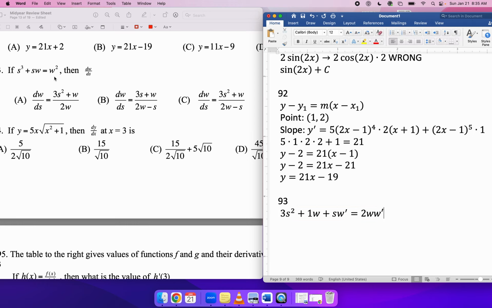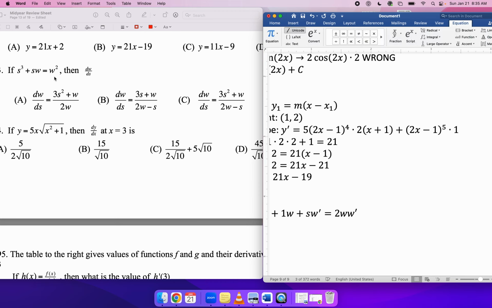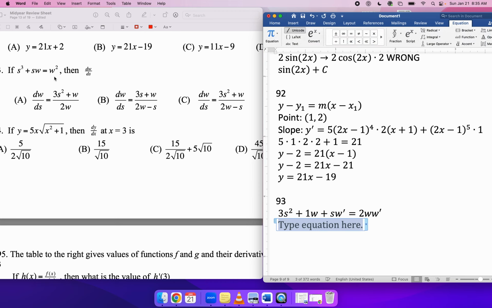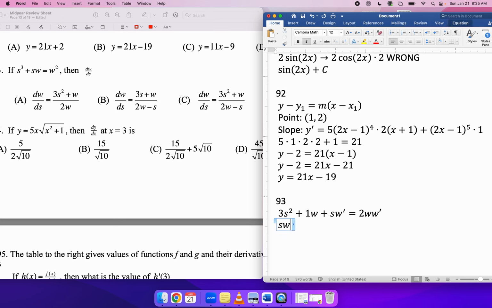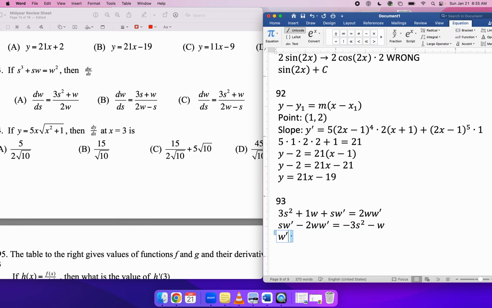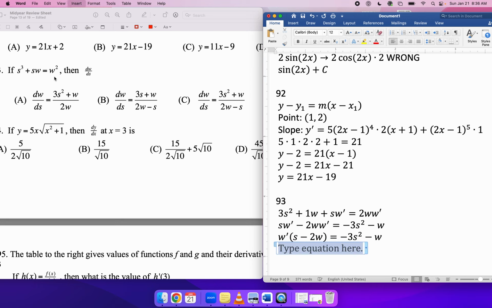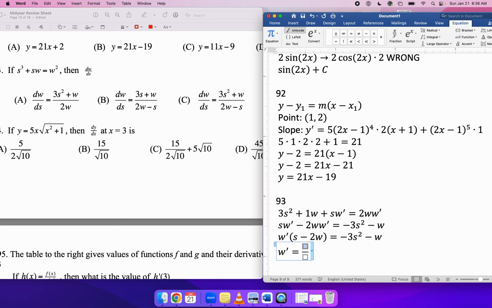Now I've got to solve for w prime. So I've got to put all the terms involving w prime on one side, all the terms that don't involve w prime on the other. So maybe one way of doing it is sw prime minus 2w prime equals negative 3s squared minus 1w, or just minus w. Factor out w prime, quantity s minus 2w equals negative 3s squared minus w. Divide: w prime is equal to negative 3s squared minus w over s minus 2w.